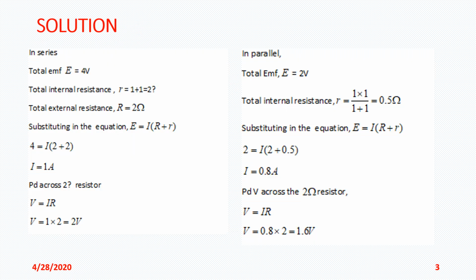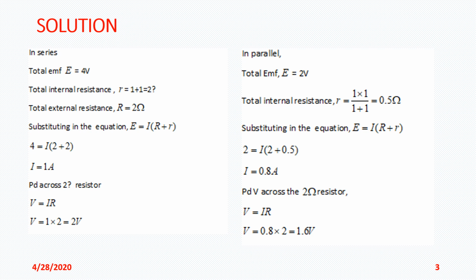So in order to work out that, we look at the series arrangement first. If the cells are connected in series, the total EMF is the sum of the individual EMFs. So 2 plus 2 will give us 4 volts. The total internal resistance is the sum of the individual internal resistances. 1 plus 1 is equal to 2 ohms. The external resistor is a 2 ohm resistor, and using this formula, E is equal to current into external resistance plus internal resistance, we can get the current flowing, and that current will be 1 ampere.